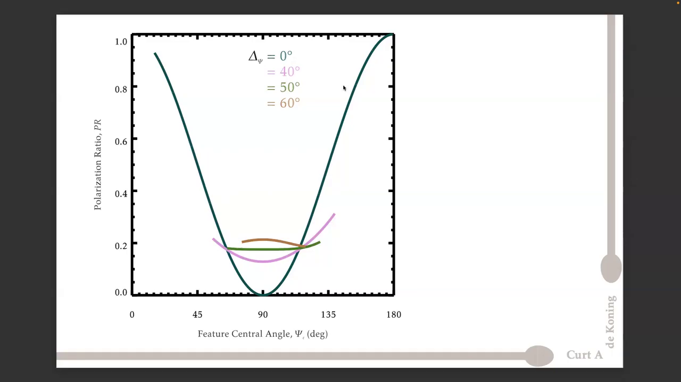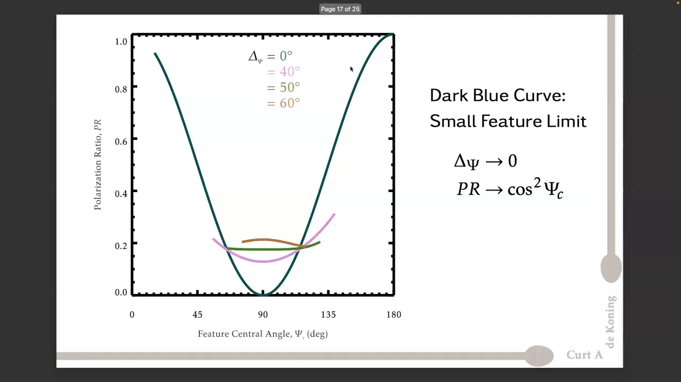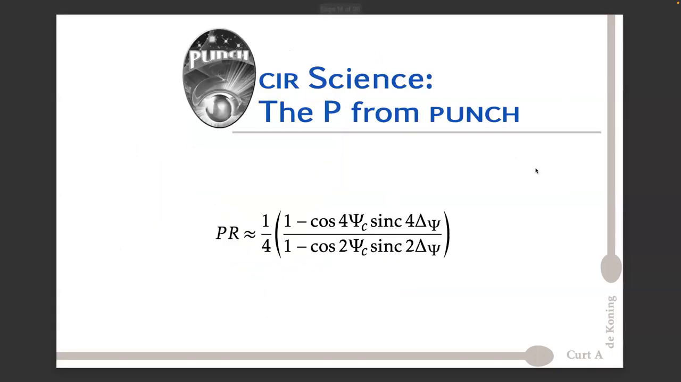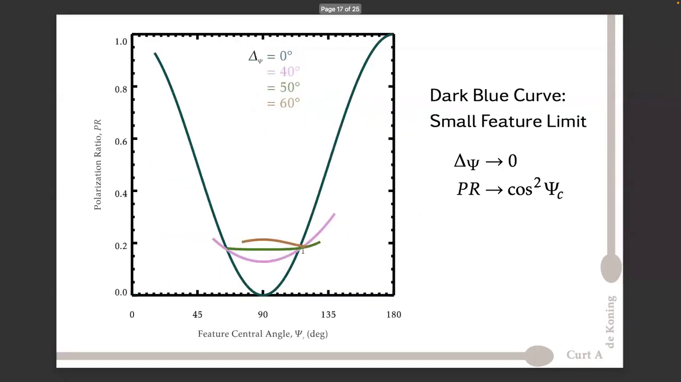Particularly interesting is this dark blue line over here, which is the asymptotic limit as the width of the solar wind feature approaches 0 degrees. So it's basically a small feature limit or a point limit. And when that happens, the polarization ratio simplifies from this expression down to a much simpler expression here, just cosine squared of the feature angle.